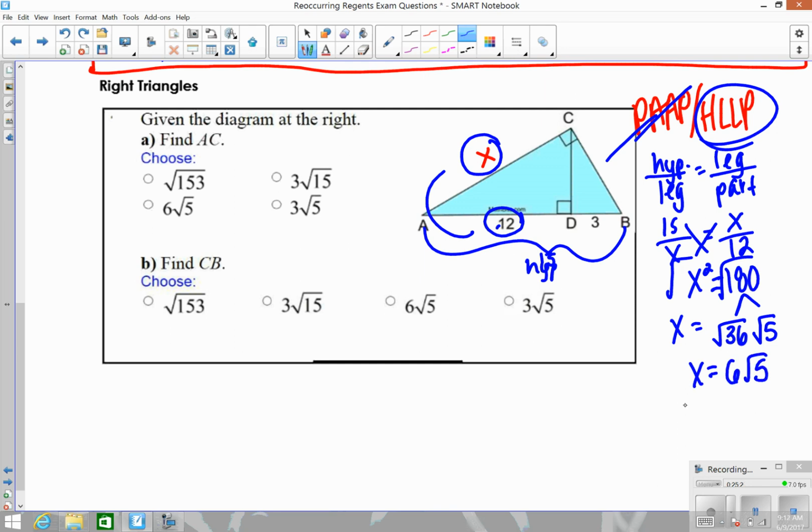So the length of AC, which is what we're trying to find, is 6 times the square root of 5. Now remember, if you can't get this radical, just type all these answers into your calculator. Type this into your calculator, square root of 180. See which one matches, which decimal matches, and that's going to be your answer. So keep that in mind.